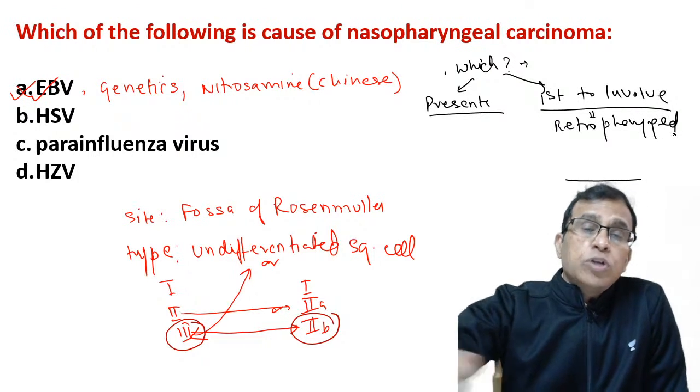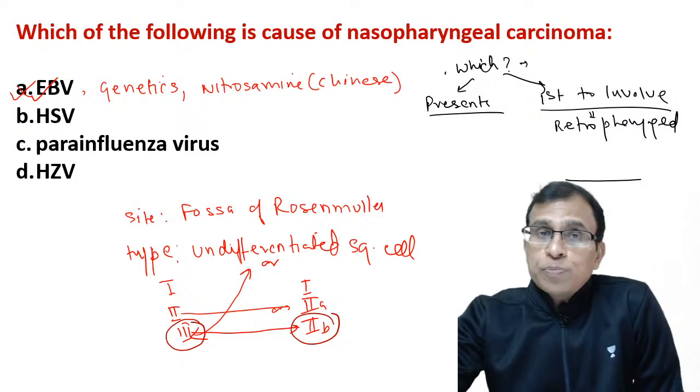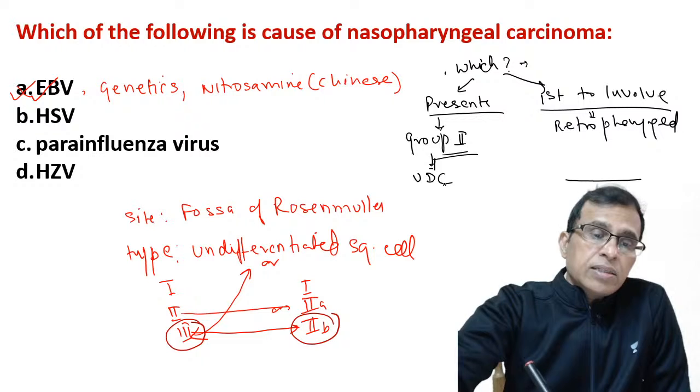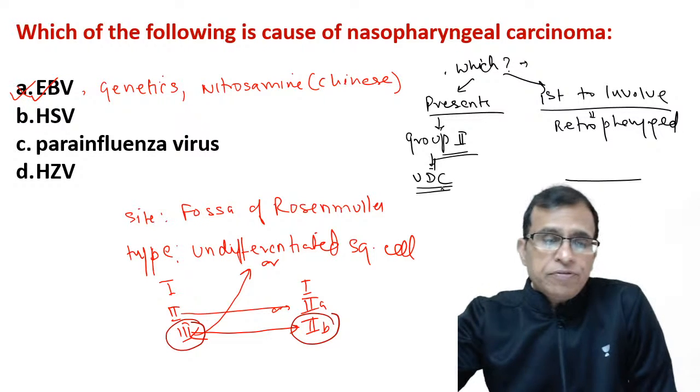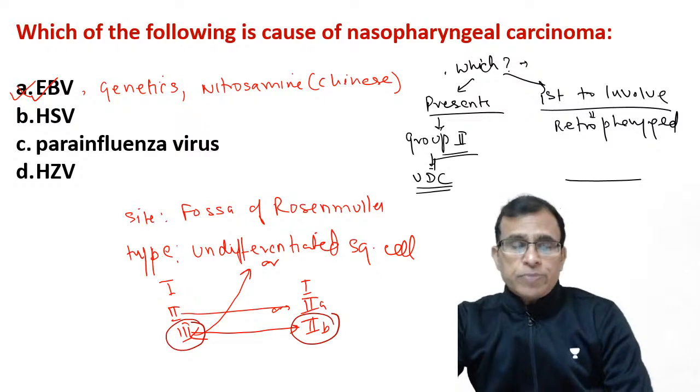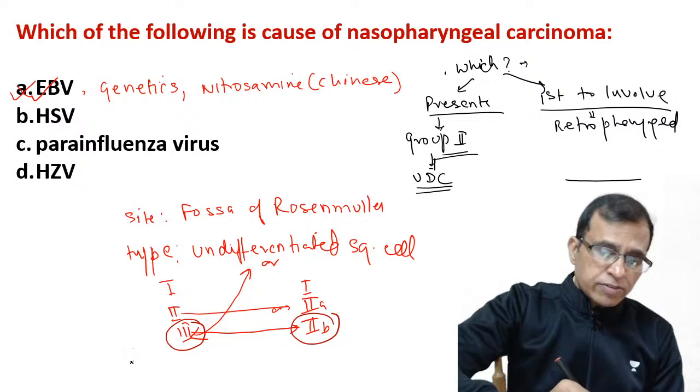This is the first lymph node to involve, but this is not the first lymph node to present. The first lymph node to present is group 2 lymph node, which is upper deep cervical. It's called upper deep cervical lymph nodes. Treatment, I told you, chemoradiation is the treatment. It's the most radiosensitive tumor.